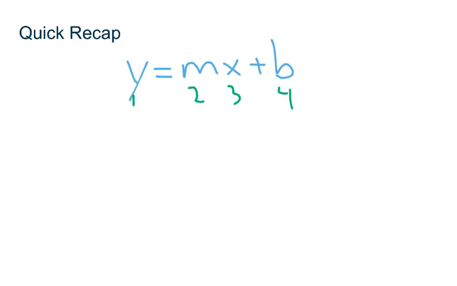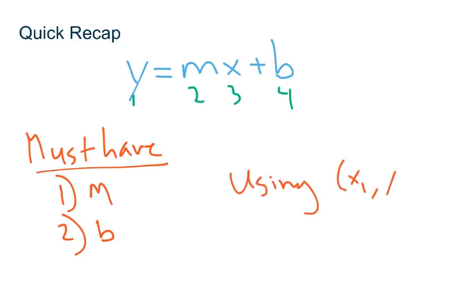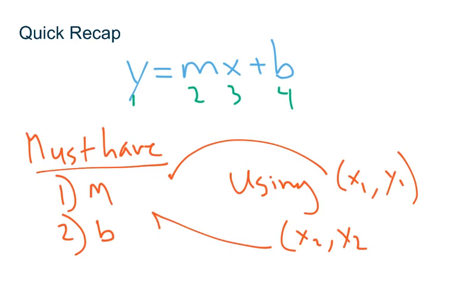Now, ultimately, we must have two things. We must have 1 is m, 2 is b. And what happens as these problems get more complex is that you end up using not 1, but 2 points to get this information. So let's take a look at some examples.